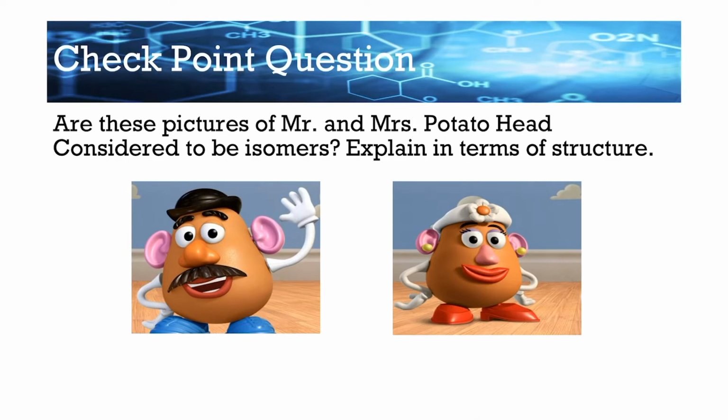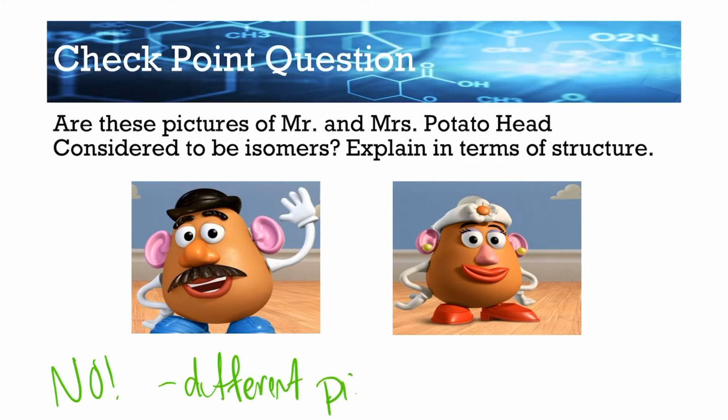Now these two pictures of Mr. and Mrs. Potato Head, would you consider these to be isomers? And the answer is no. They have different pieces. If you have an isomer, you have to be using the same pieces. But when we look at Mrs. Potato Head, now we have a different hat. She has different shoes, she has earrings, her nose looks a little bit different, her eyebrows are different, so there are different pieces. They're completely 2 different structures. So in terms of chemical formulas, the chemical formula would be completely different.